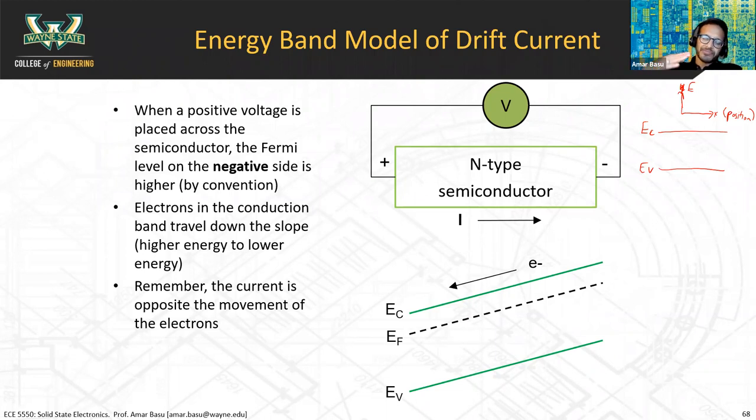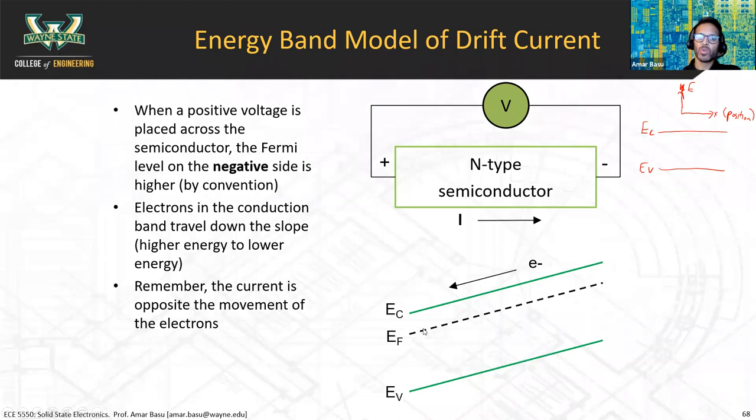it actually causes a slope in the energy band diagram, okay? And what I would like you to do for the time being, I want you to just take this at face value and assume that this is true. We're going to talk more about this in detail later. When a positive voltage is placed across the semiconductor, the Fermi level on the negative side is higher by convention. This is the part I just want you to take at face value for now. So the right side of the diagram is at the negative potential. The Fermi level on this side is going to be high, and the Fermi level on the positive side is going to be low.